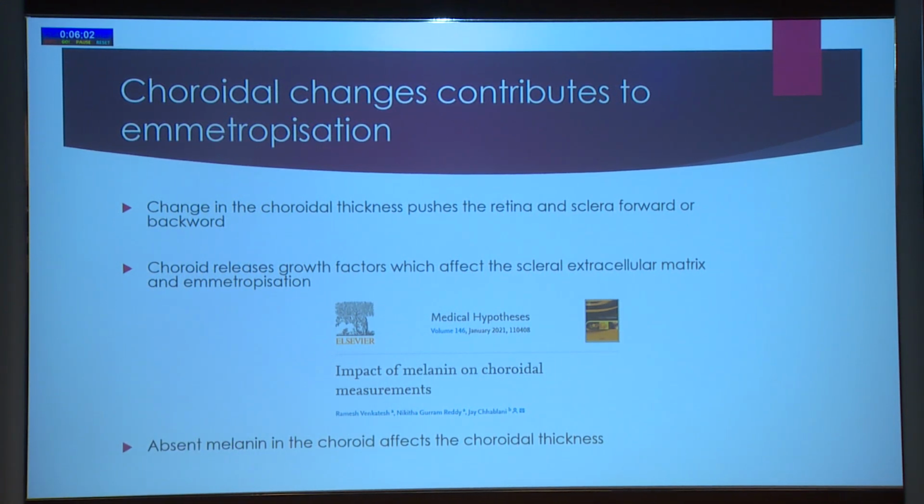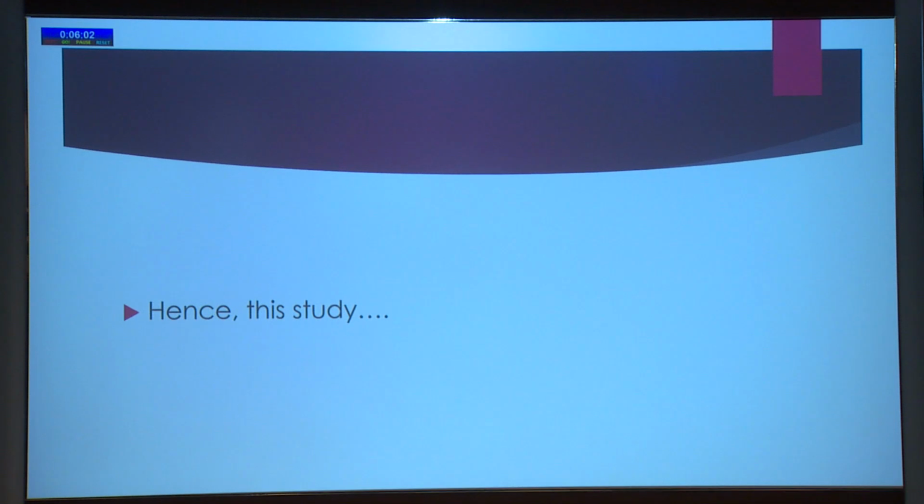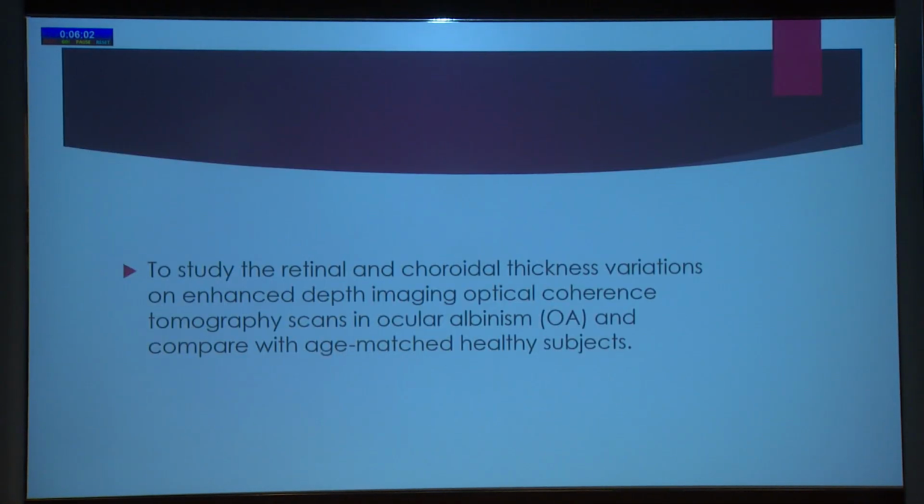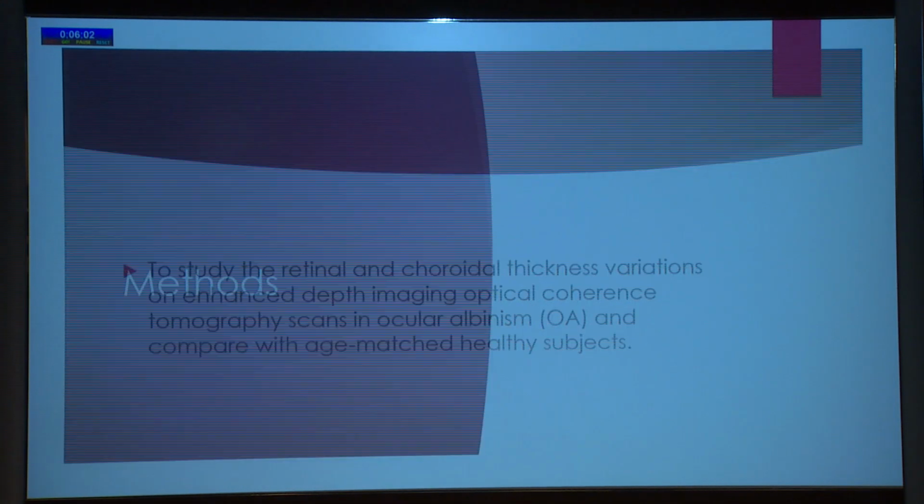There is melanin present in the choroid in the choroidal melanocytes, and they can also be responsible for the choroidal thickness. This is one of the papers we published recently talking about the impact of melanin on the choroidal thickness. The absence of melanin in the choroid therefore definitely affects the choroidal thickness. And hence we decided to study the choroidal thickness variations and the retinal thickness variations on enhanced depth OCT scans in ocular albinism and compare them with age-matched healthy subjects.